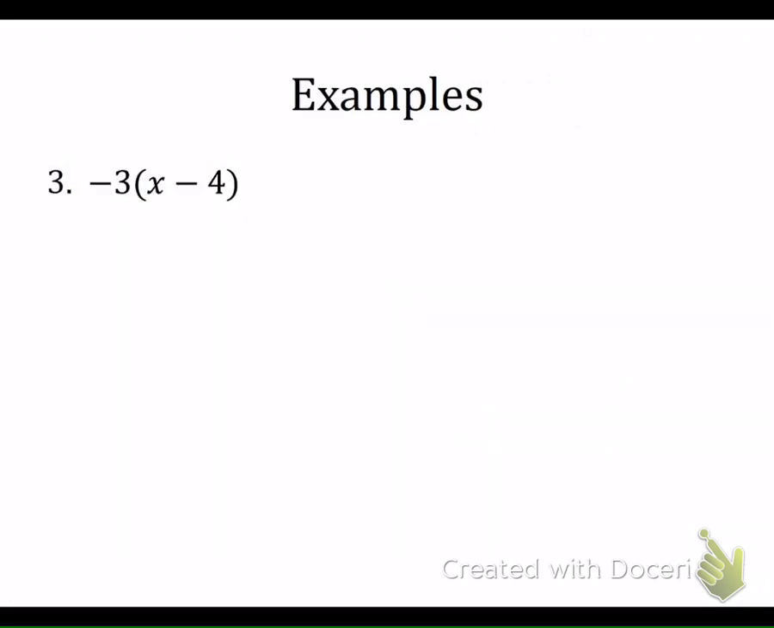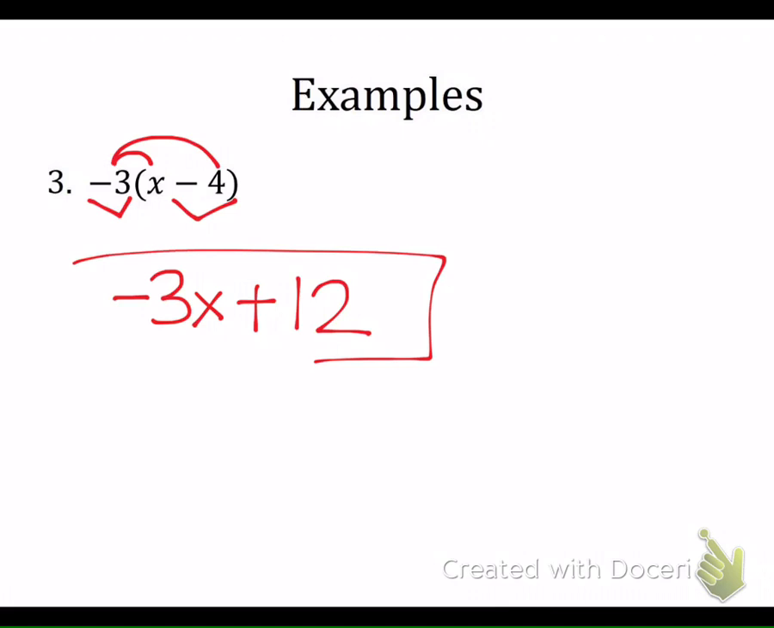All right, so here's another example of that. This is example 3. So I'm going to distribute that negative 3 to each of the terms inside the parentheses. So negative 3 times x is negative 3x. And then I'm going to think of this as a negative 3 and a negative 4. So a negative times a negative is going to be a plus 12.